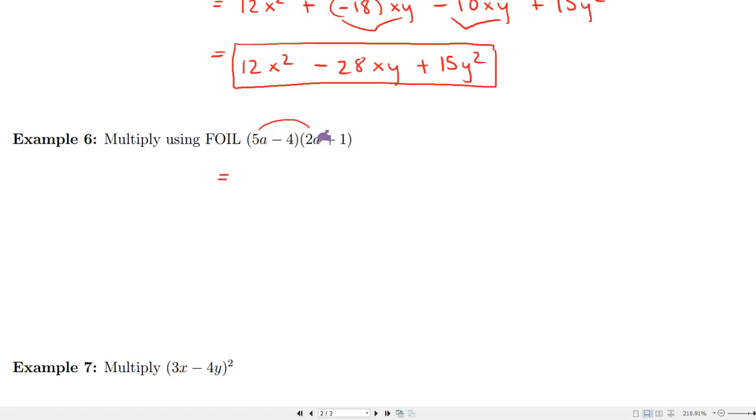So 5a times 2a would be 10a squared. The outside terms, 5a times positive 1 would be plus 5a. -4 times 2a would be minus 8a, and then -4 times positive 1 would be minus 4. And the only simplification that we can do is these two terms have a's in them, so we would have 10a squared, and then that would be minus 3a minus 4.